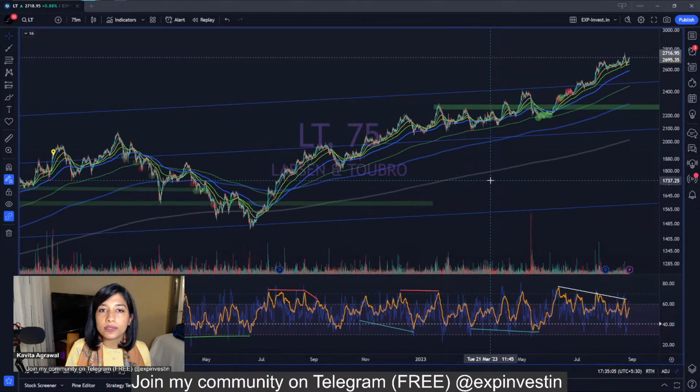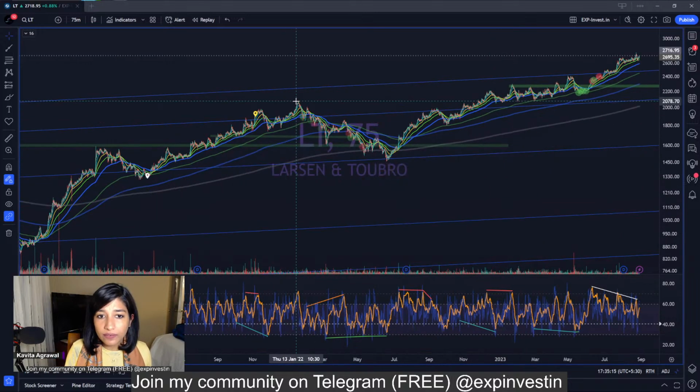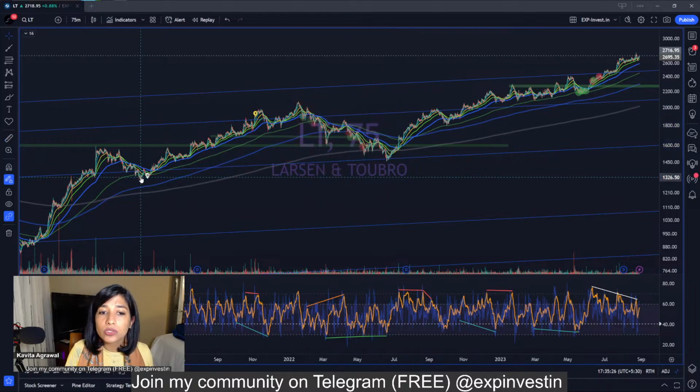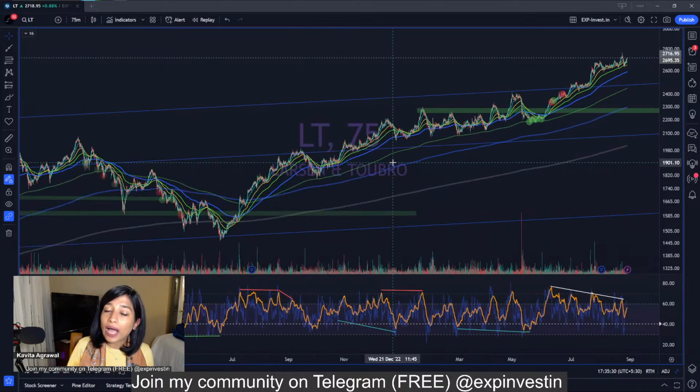Because understand that no stock is ever going to keep moving up without a correction, without a break, no matter how good it seems. Even if you see here, L&T gave a 28% correction in a matter of around 5 months. So it's always good to buy a high momentum stock when it dips rather than when it's at the peak of its momentum.